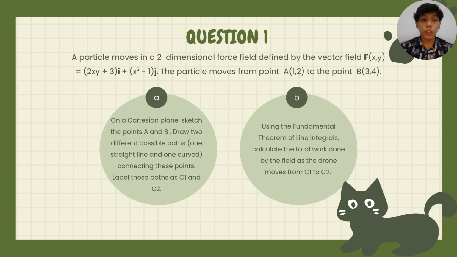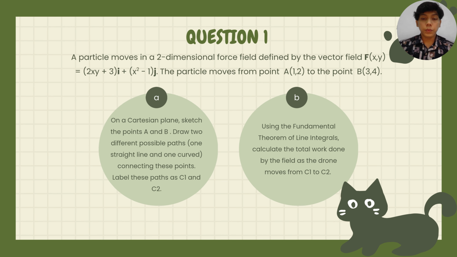For question 1, it stated that a particle moves in a two-dimensional force field defined by the vector field F(x,y) = (2xy + 3)i + (x² − 1)j. The particle moves from point A(1,2) to point B(3,4). For question A, on the Cartesian plane, sketch the points A and B. Draw two different possible paths, one straight line and one curve, connecting these points, and label these paths as C1 and C2.